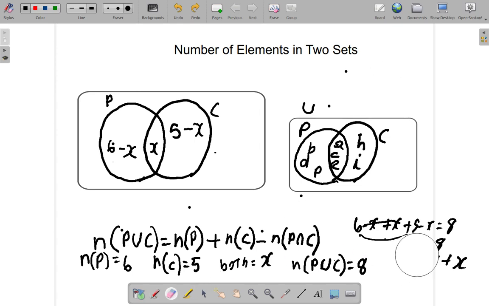Let me just go through this. My, what a big eraser, it erased everything. Let's go through the steps here. So 6 plus 5 minus X is equal to 8.